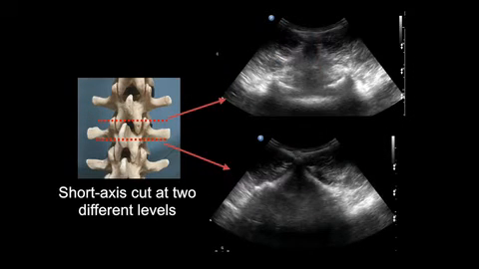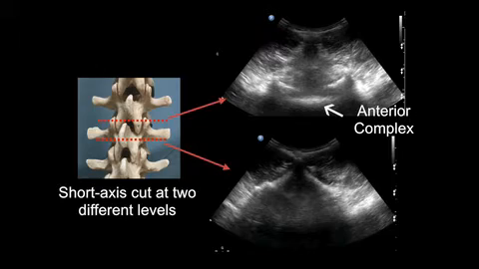We have placed these two ultrasound images side by side to illustrate their differences. The location on the spine from which these images were generated is demonstrated by the dotted red line. Once again, the top image represents the interspace, the location at which you would want to place your needle. You can see the anterior complex clearly in this image, but you cannot see it in the lower image because the ultrasound beam is being blocked by the lamina.